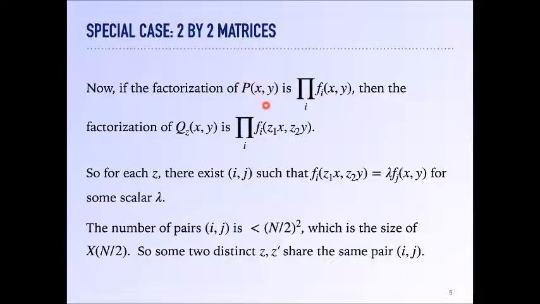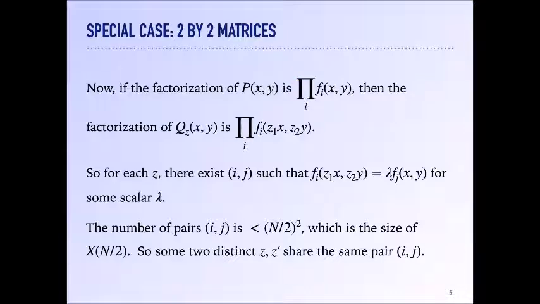So let's say that the factorization of p of xy is into these irreducibles, f_i of xy. Then the factorization of this is just changing variables. So the translation is just you translate each of the irreducible factors. And we're saying that for each z, these two share a common factor. So for each z, there exists an i and a j such that f_i of z1x, z2y is equal to some scalar multiple of some f_j, some other irreducible factor of this p.